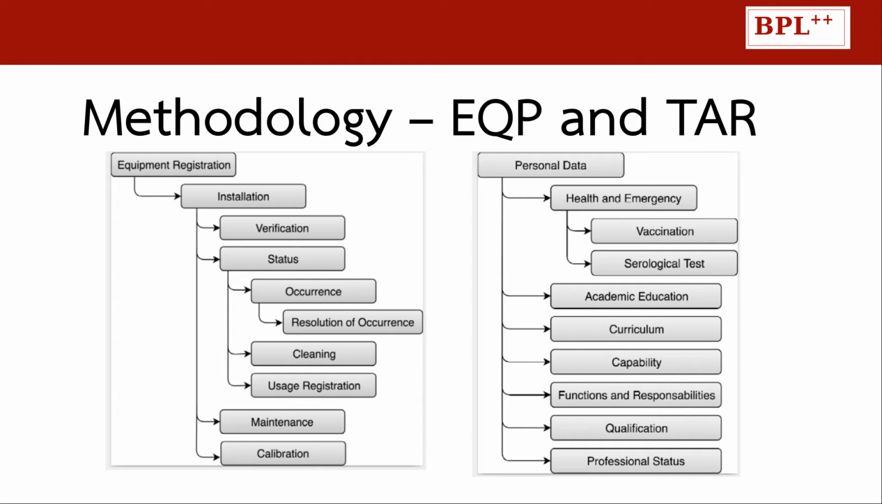To construct the workflows, we model the activities needed for each information set. In this example, we show the activities for the equipment workflow and the teams and responsibility one. We can see here for the equipment workflow, for example, that the first activity is a registration of the equipment and then the installation. Then you can verify their status, verify their condition, register the status, and then one important feature, you can register occurrences and the resolution of occurrences.